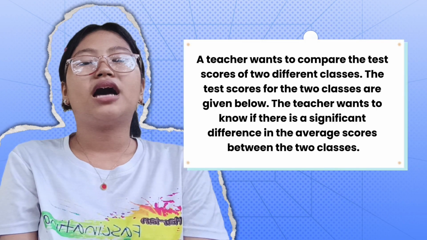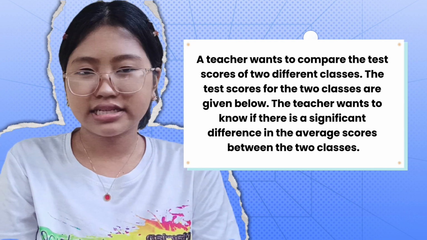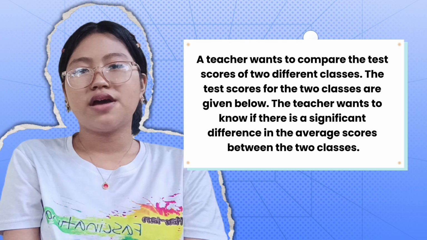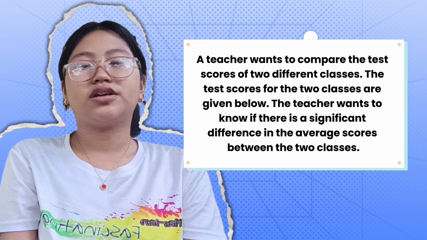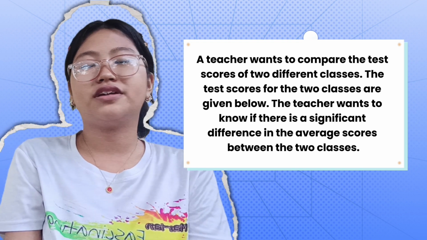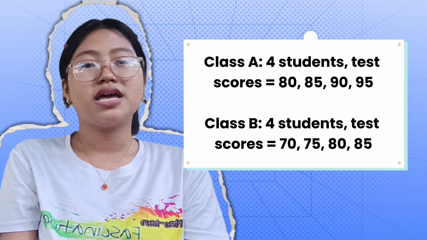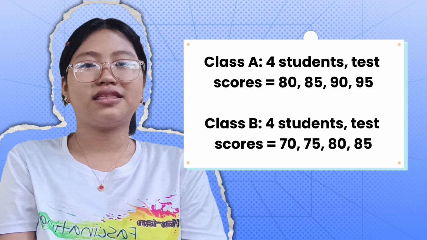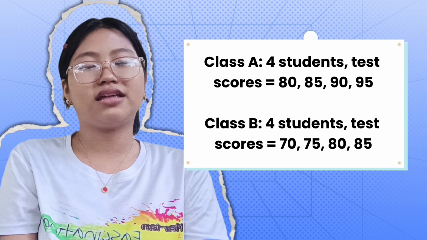Last, let's talk about the two sample t-tests. Here's our problem. A teacher wants to compare the test scores of two different classes. The test scores for the two classes are given below. The teacher wants to know if there is a significant difference in the average scores between the two classes. Class A, four students, test scores equal 80, 85, 90, and 95. Class B: 70, 75, 80, 85.